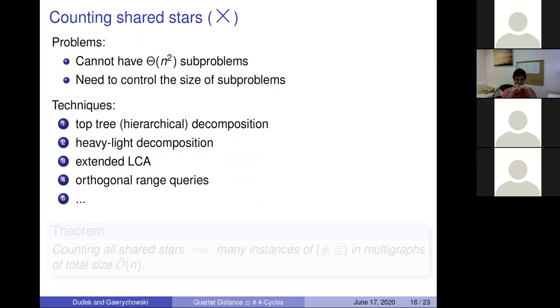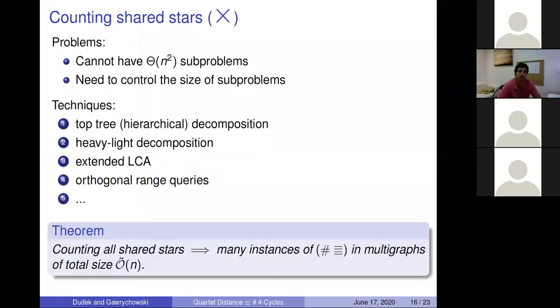and some range queries to count the number of shared labels in the subtrees. Okay, so we work with points in the plane and we count something. So in the end, the conclusion is that we can reduce counting all shared stars to multiple instances of counting matchings of size 4 in multi-graphs.